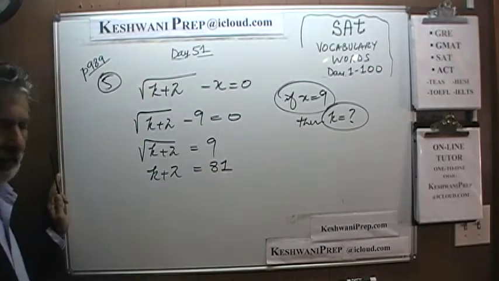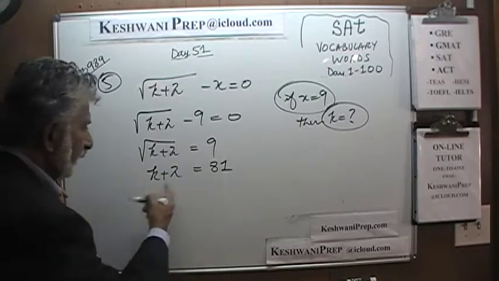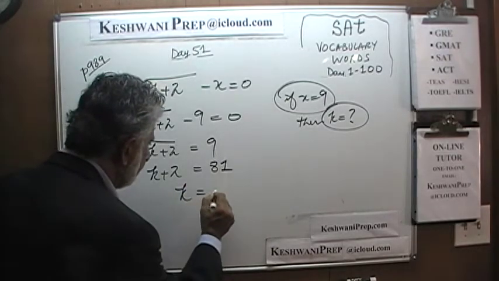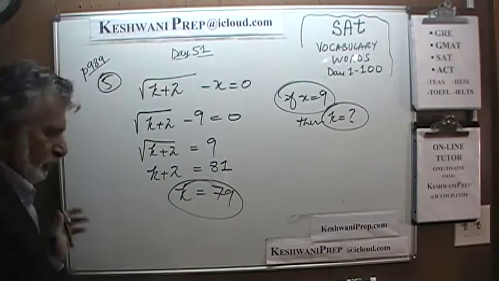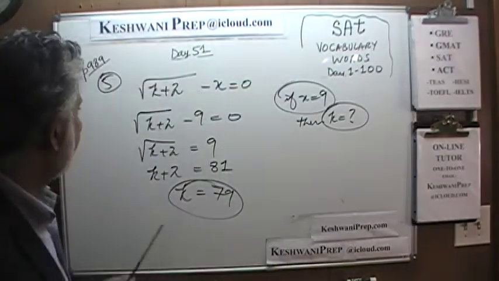Don't have to worry about the negative solutions here. This is question number 5. It's supposed to be a very simple problem. Subtract 2 and k will equal to 79. So don't waste your time with negative root here. That was number 5.